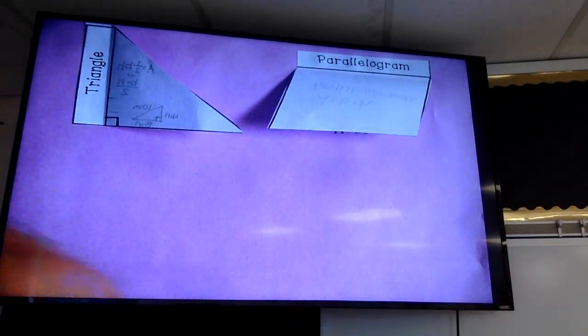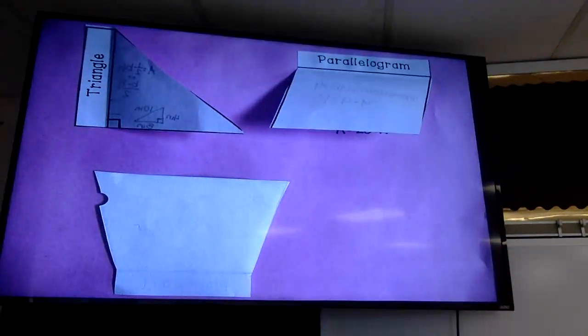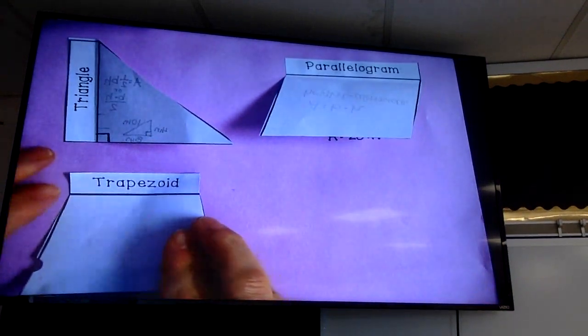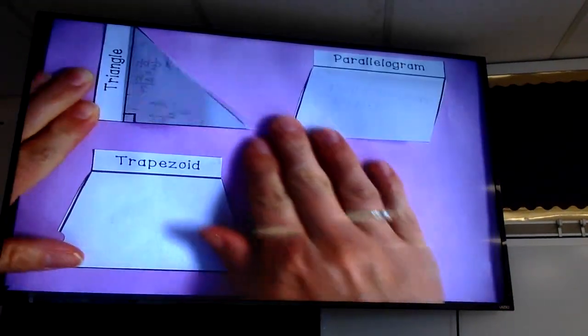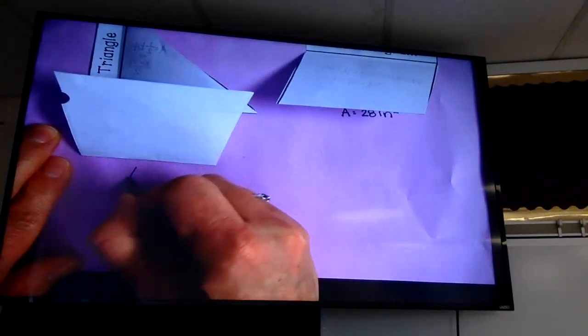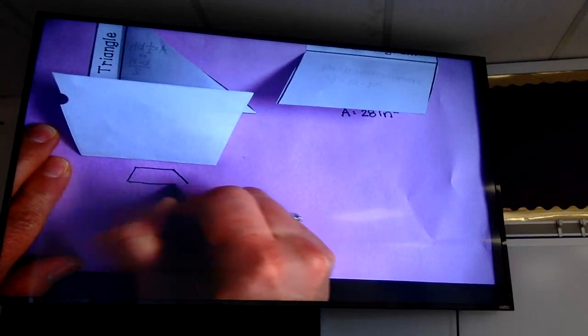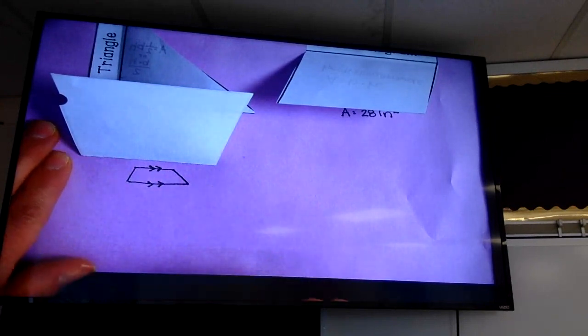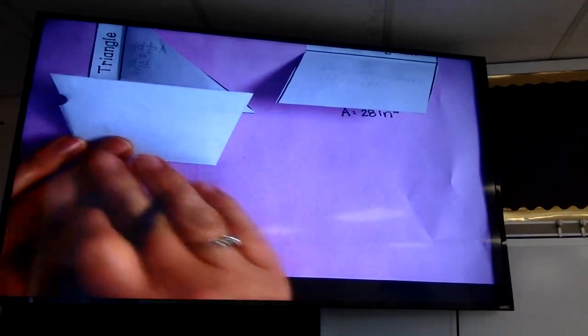Right, the next one we have is a trapezoid. Right? So a trapezoid has 4 sides, and the only characteristic a trapezoid has is that you have to have opposite sides that are parallel, and I'll show you how we would identify that. So you would see some arrows showing that those are parallel lines, and that's how we would identify if something is parallel or not.